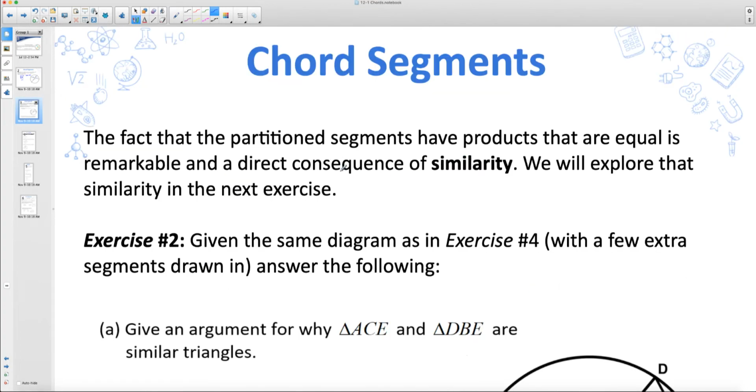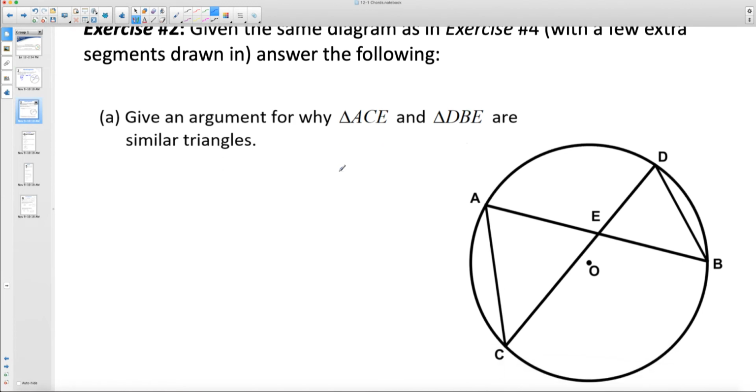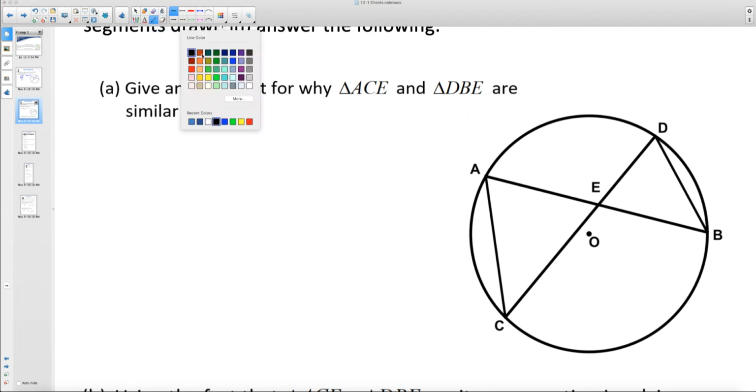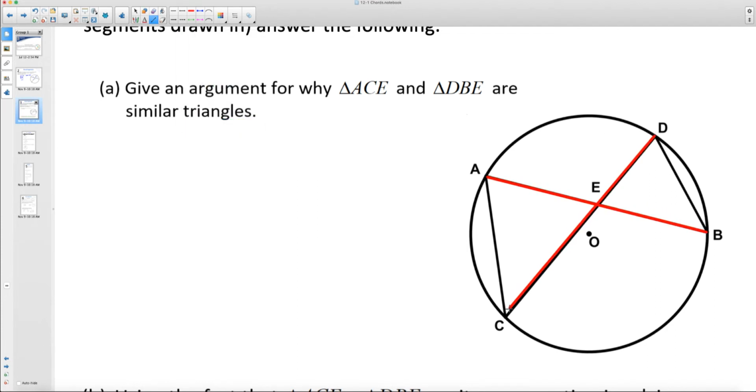The reason why this does work has to do with similarity. Taking a look here, we have two intersecting chords. I'll go ahead and highlight the ones we're specifically looking at. So AB and DC intersect. Since AB and DC intersect, based on the rule that I just taught you, we could say that AE times BE is equal to DE times CE. And the reason why that is, like I said, has to do with similarity.